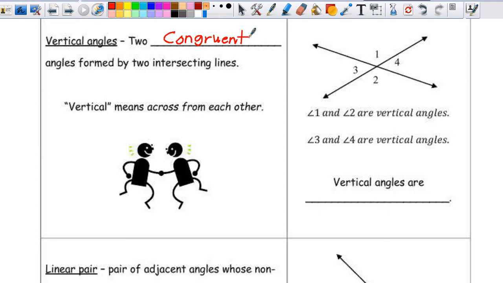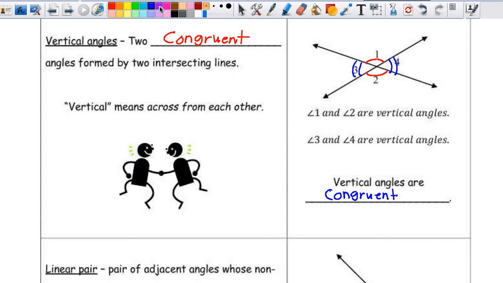So vertical means across from each other, so that would be like angle 1 and angle 2 are vertical, and also angle 3 and angle 4 would be vertical. And remember, we use our little arcs there to represent congruent. So down here at the bottom right, you would say vertical angles are congruent. All right? These are ones that you're going to see a lot.